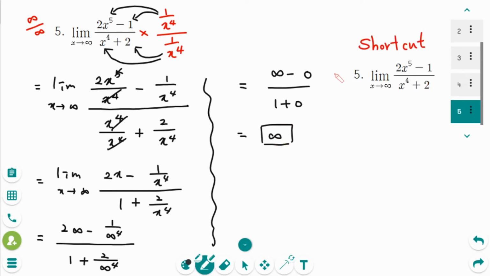Now the shortcut. Take the highest power of x on each side. This one and this one, we don't need this. Simplify to get 2x. So 2 infinity, which is infinity. So the answer is infinity.